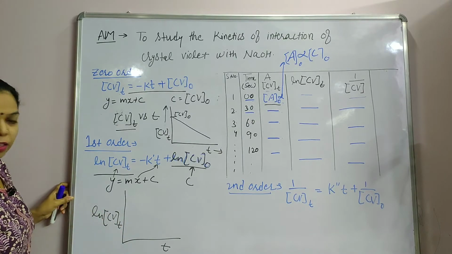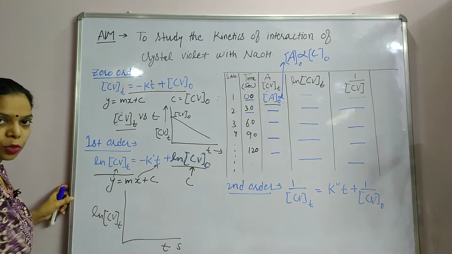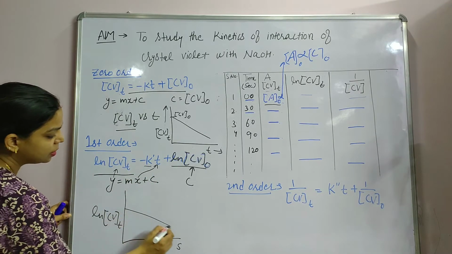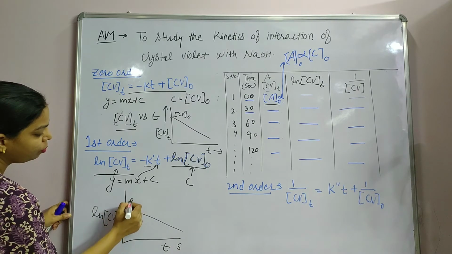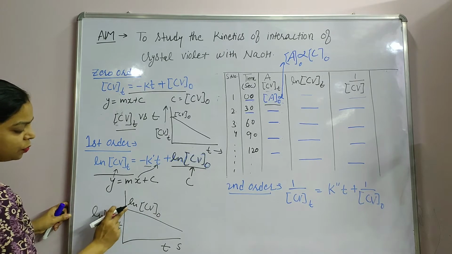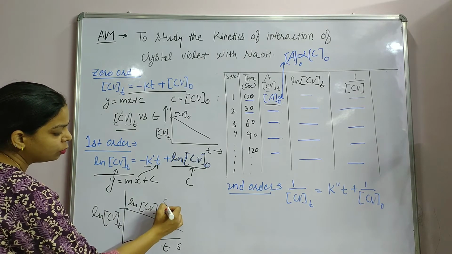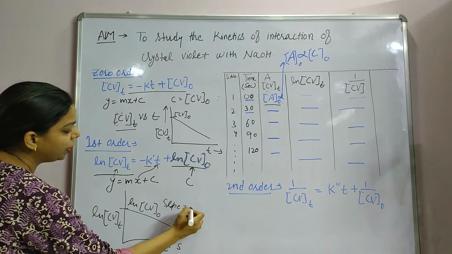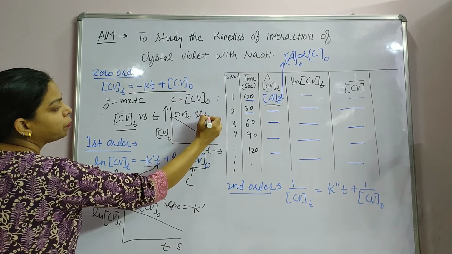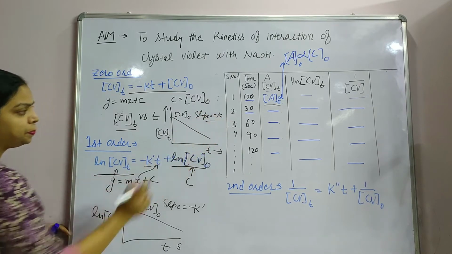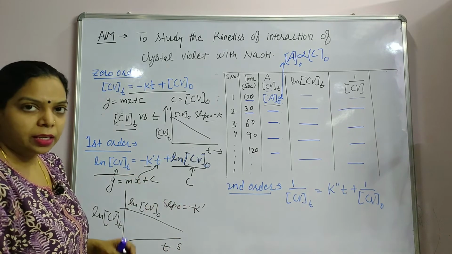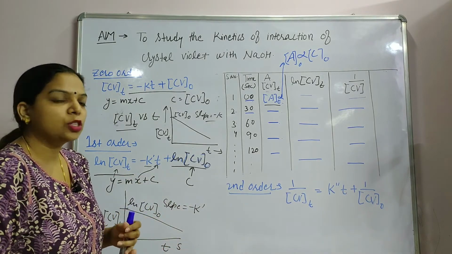This is a unitless term and time is in seconds or minutes, so inverse. Again the slope is negative. You will get this kind of curve if and only if the reaction is first order. So this will be your intercept, and you can find out the slope from here also. Slope will be minus k dash. So if these two curves are not followed, it means the reaction of crystal violet and NaOH may be 2nd order reaction.